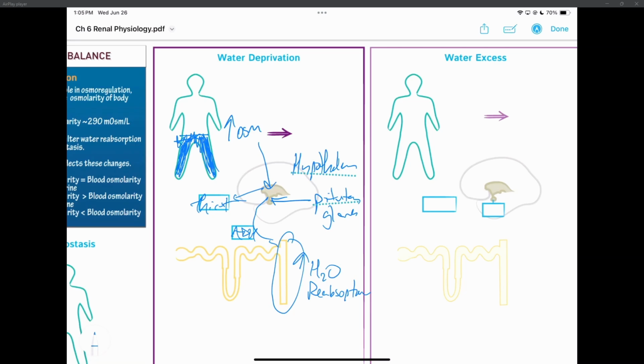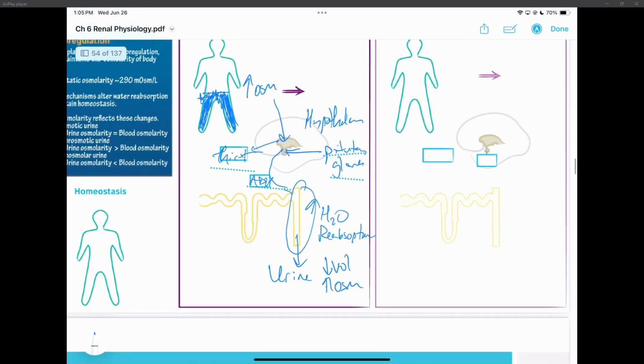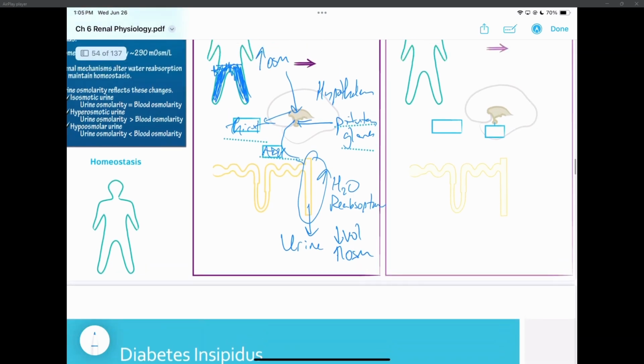Increase reabsorption. So what's the urine going to be like with regards to volume? Low volume of urine. But what about the osmolarity of this urine? High or low? High. This is a concentrated urine because we need that volume, that liquid, that water back in the blood. Let me put this up. So this is what happens with water deprivation.